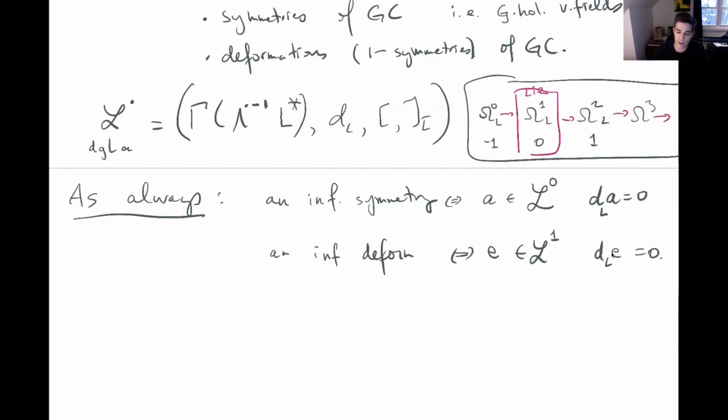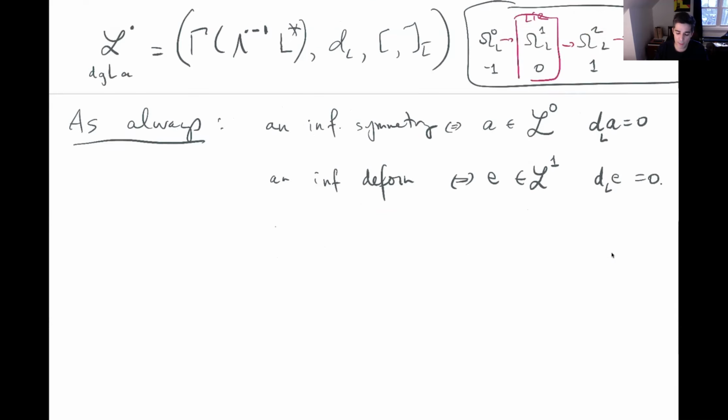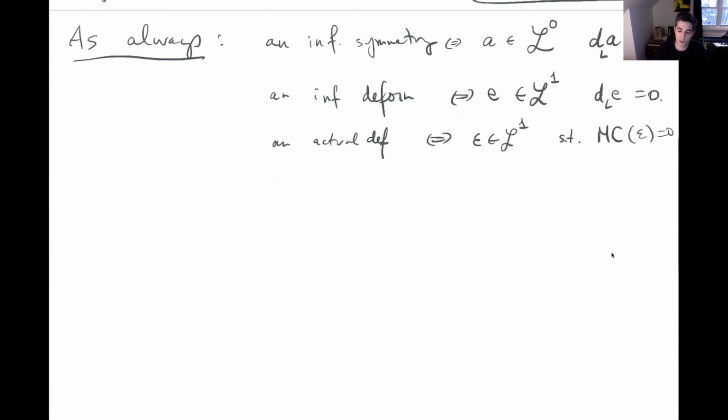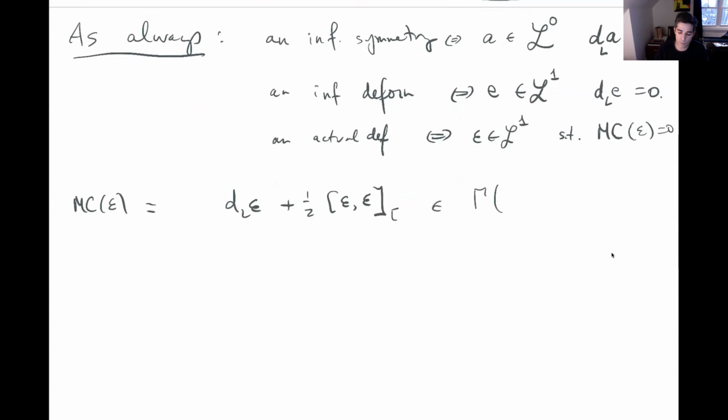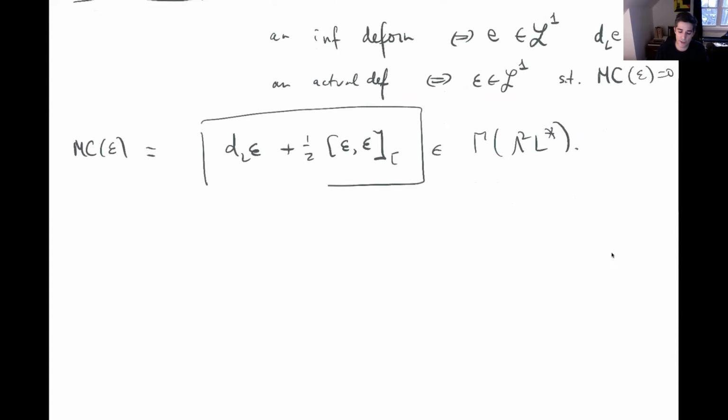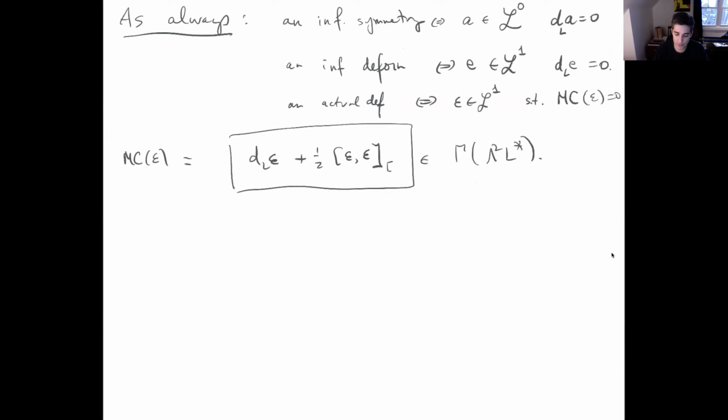Okay, and infinitesimal deformations are well and good, but an actual deformation is given by a section of L1 which satisfies a nonlinear equation. So the Maurer-Cartan equation is 0, the Maurer-Cartan element corresponding to E. You take dLE, but you also take the bracket of E with E using the L bar. And this will be in a section of wedge 2 L star. So we want this thing to vanish. This is the Maurer-Cartan equation.